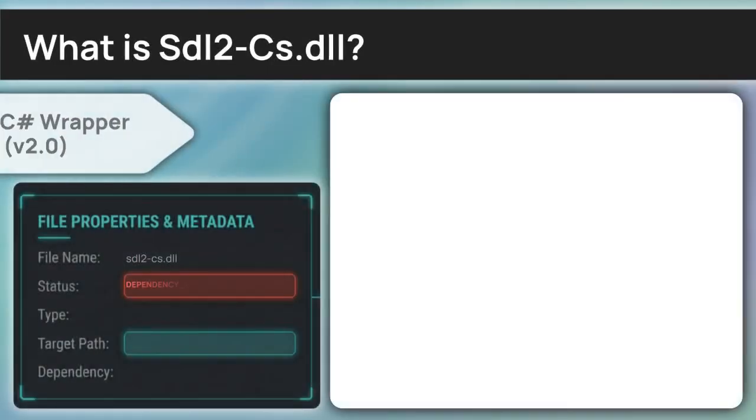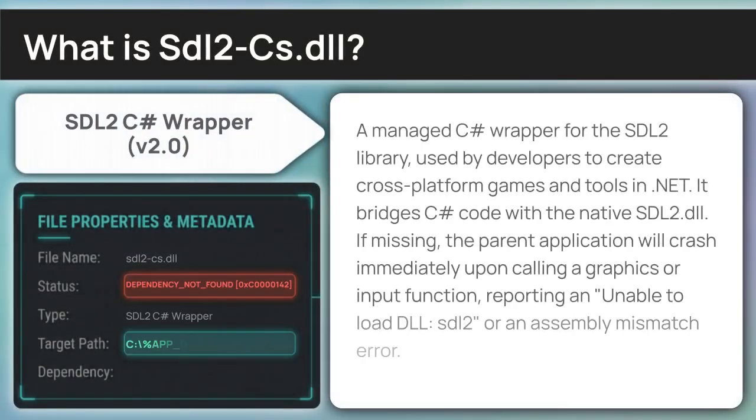This is the Simple DirectMedia Layer 2 C# Wrapper, a managed C# wrapper for the SDL2 library used by developers to create cross-platform games and tools in .NET. It bridges C# code with the native SDL2 DLL. If missing, the parent application will crash immediately upon calling a graphics or input function, reporting an unable to load DLL SDL2 or an assembly mismatch error.